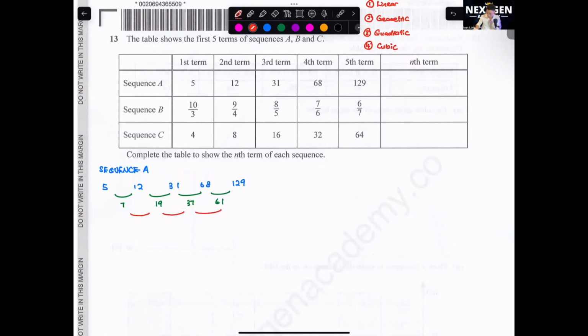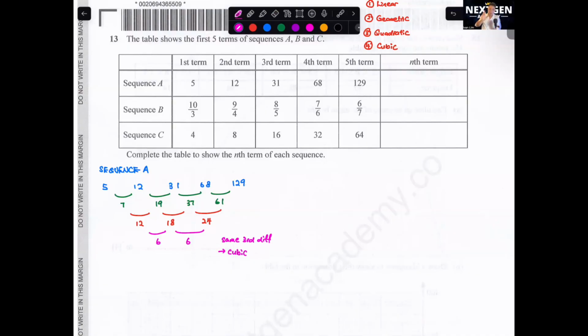1, 2, 3, 7 to 19, 12, 18, 24. Okay, so this is the second difference, still not the same. Okay, third difference, 6 and 6. Okay, so since the third difference is the same, then we can conclude that this is a cubic equation, a cubic sequence.